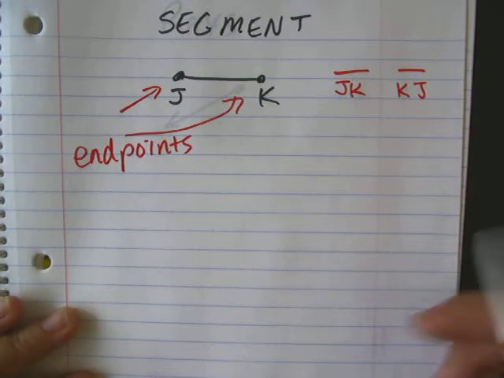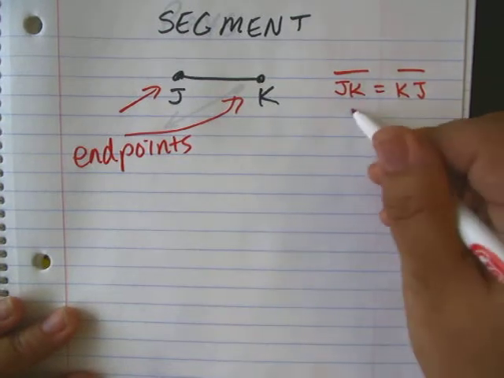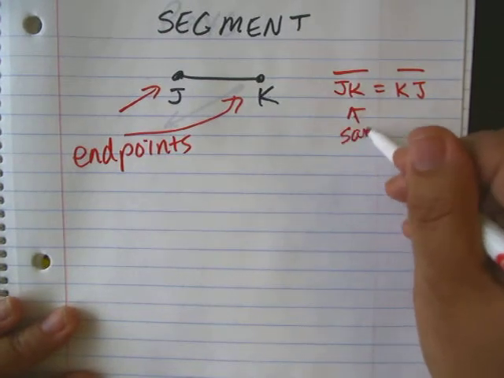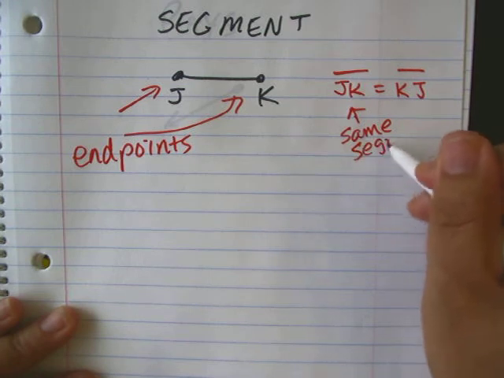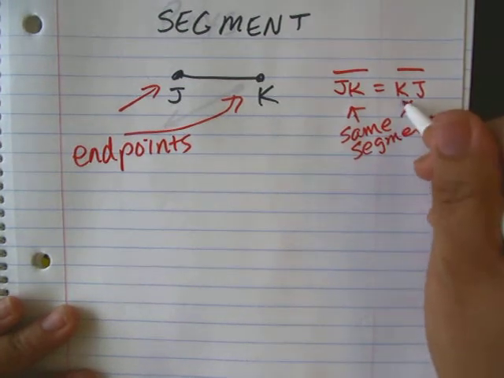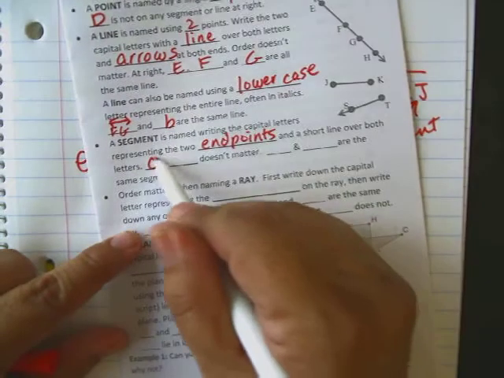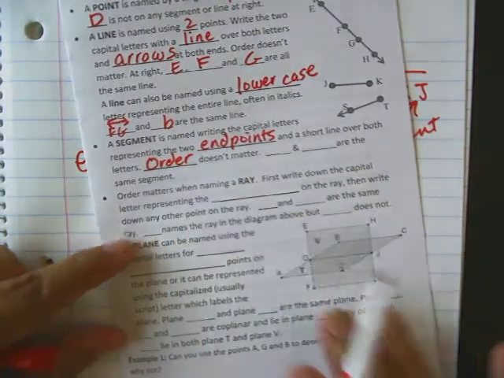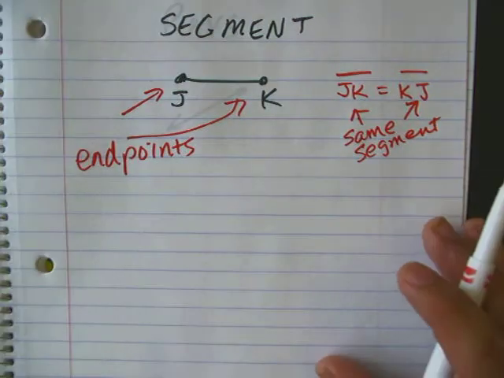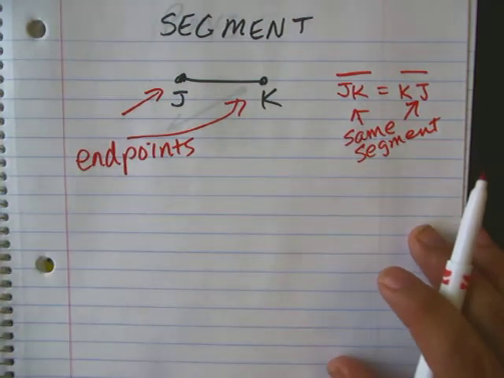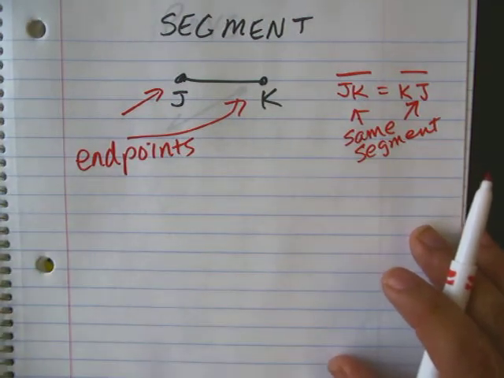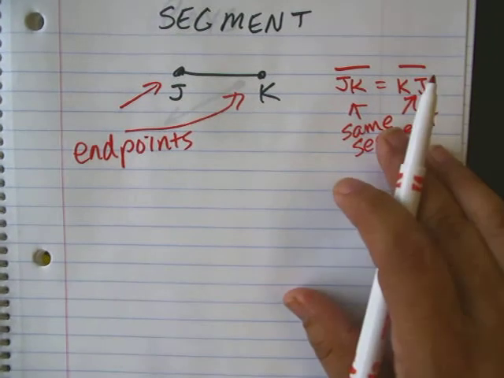So you can say on your notes that order doesn't matter. Now, if you're doing Cornell notes, you do not need to do the fill in the blank. I'm just putting them there as a help since some of you are using the fill in the blanks. So, like I said here, JK and KJ are the same segment. So JK, KJ. All right?